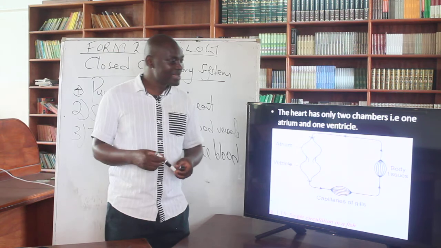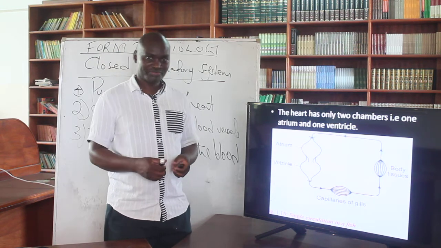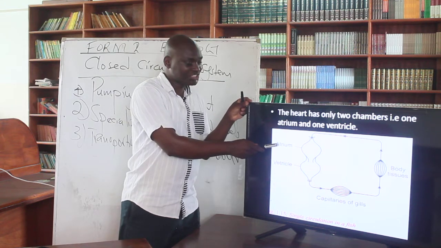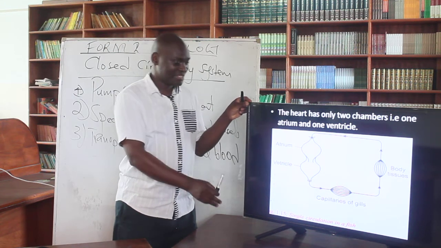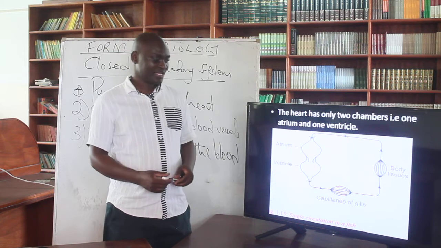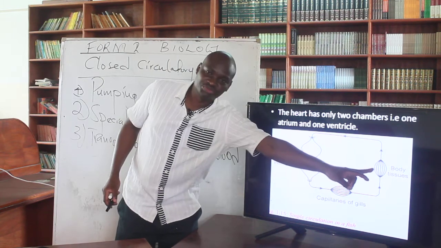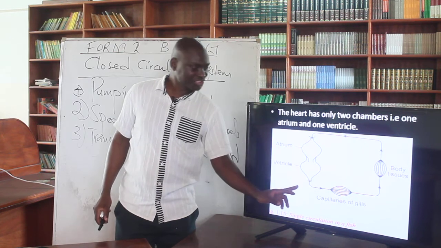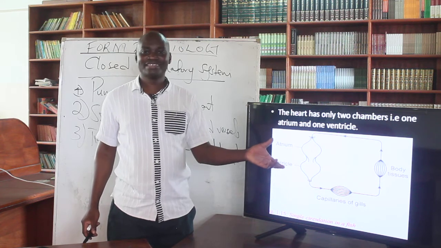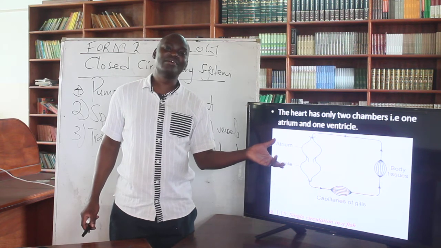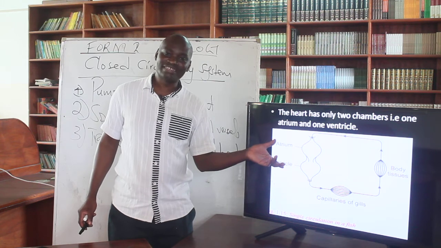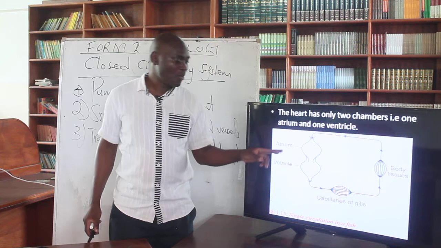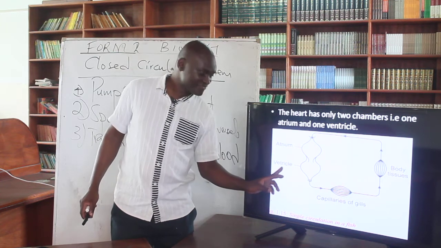This one is majorly found in fish. In a fish, we have one atrium and one ventricle. And then we have the body tissues. Then we have the gills. So in a fish, or in organisms with a single circulatory system, they have a heart with two chambers, one atrium and one ventricle.